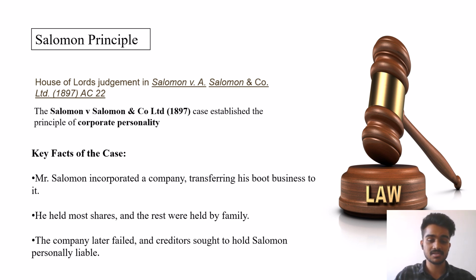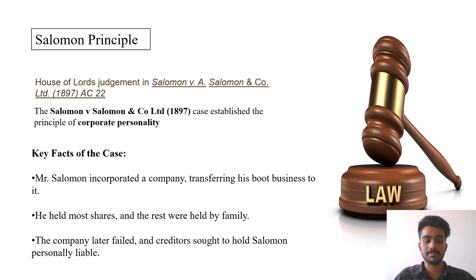So, what are the key facts of this case? Mr. Salomon owned a business and later he incorporated it, transferring the business to the company structure. He held the majority of the shares, with the remaining shares distributed among his family members to meet the legal requirements for incorporation.